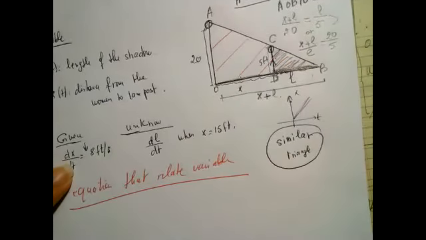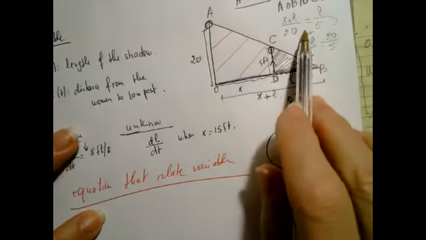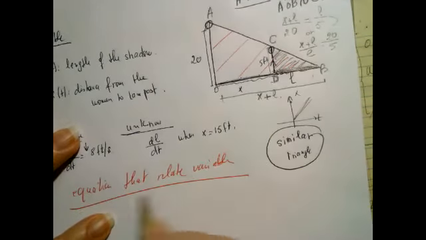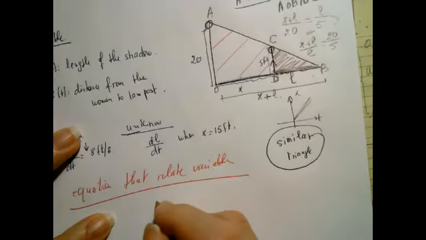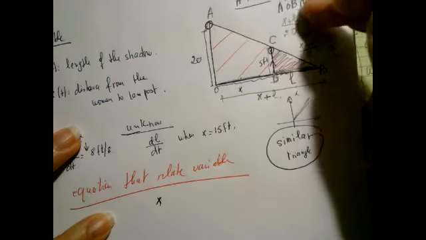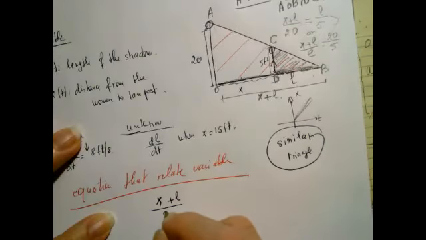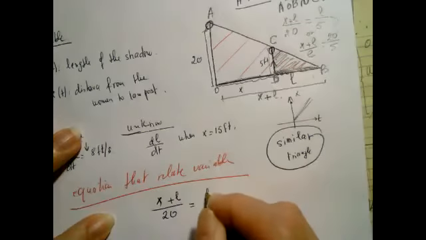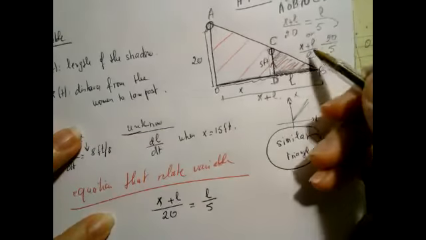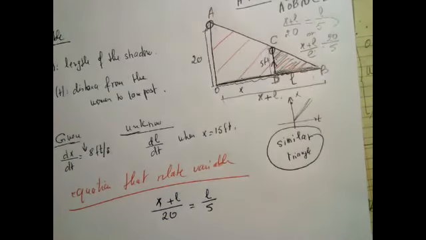So the equation is, as I said, that's the first time we do similar triangles. That's why I want to do this problem first. So what's the equation that relates the variables? X plus L over 20 equals L over 5. Whether you use this or this is verbatim the same, it doesn't matter. You use this one, I don't care, it will give us the same thing. That's really the relation between the variables.